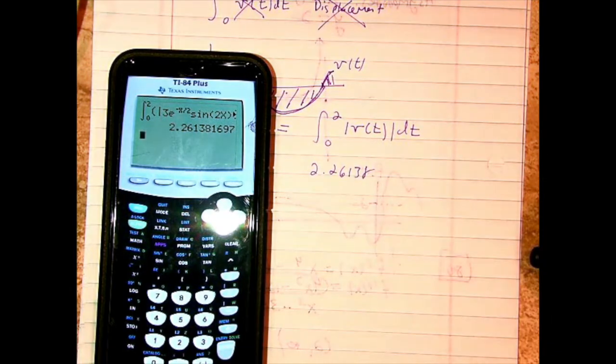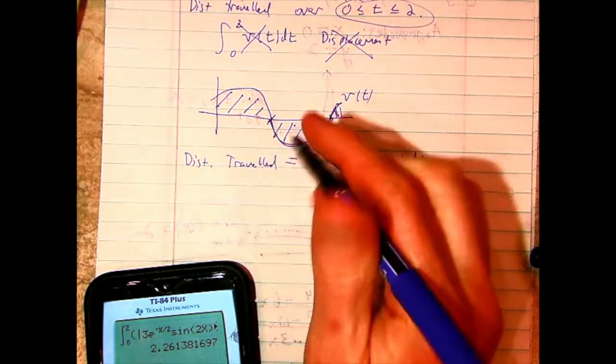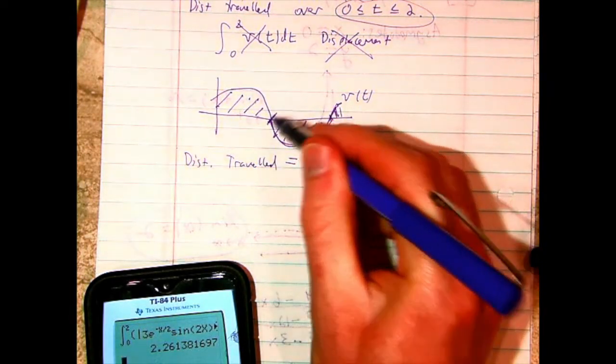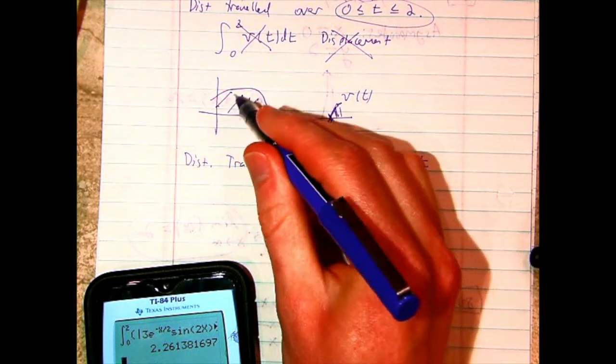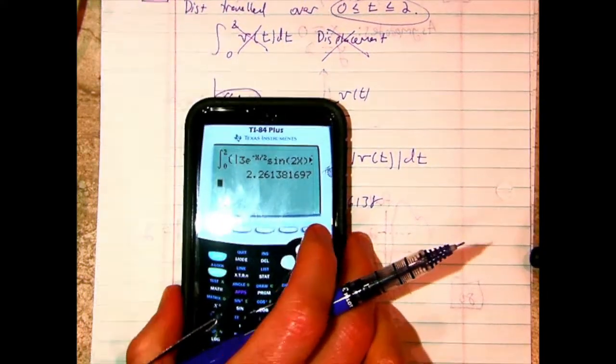So hopefully that's one of the options. Yep, it's D. So if you want to waste time, you could figure out where this intersection point is and then integrate these regions separately, but you can do it with just one integral if you use the absolute value bars. So that's the way to go.